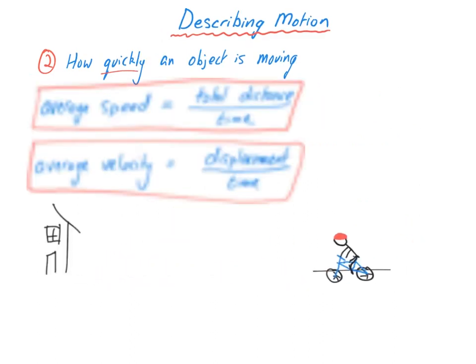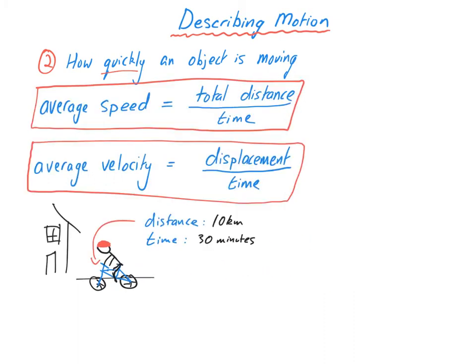Now let's look at average speed and average velocity. So we go for a ride, and then when we get back, we look at our trip computer and it tells us we covered 10 kilometres in 30 minutes. This means our average speed is 20 kilometres per hour. However, our average velocity is very different. It's actually 0 kilometres per hour. Why? Because our change in position over the trip is 0. Our position hasn't changed.